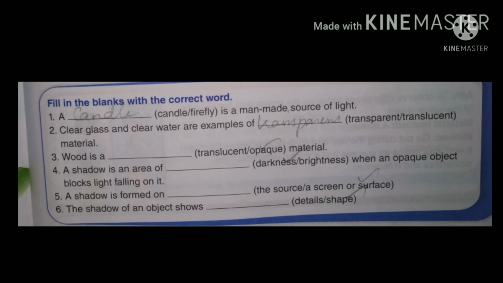Okay. Then, what's the final question? The shadow of an object shows detail or shape. Yeah, we can know only about the shape of the object because we cannot get the colors or any other details. Only we can understand the shape of the object. Are you clear? Yeah. Next, shall we go?